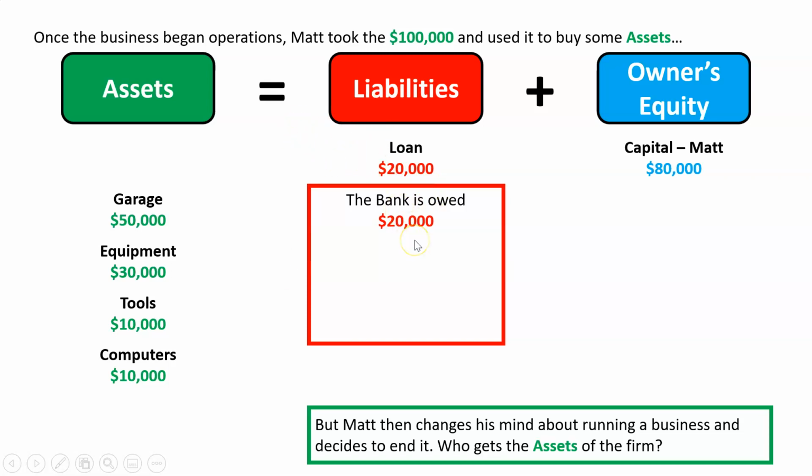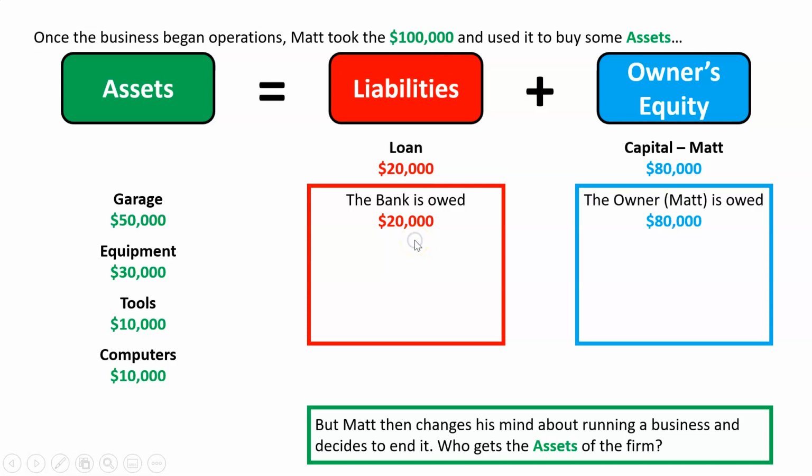So in this case, the bank is owed $20,000. You could also think of that and go, well, Matt is the owner. He is also owed $80,000 in this case. In the first chapter, we looked at the entity principle. Matt and the business are separate entities. The business owes Matt $80,000 as well. All right, so how's this going to get split up then? Well, just with the math, it's probably going to be easiest then if the liabilities, they will always have first claim on the assets of the business.